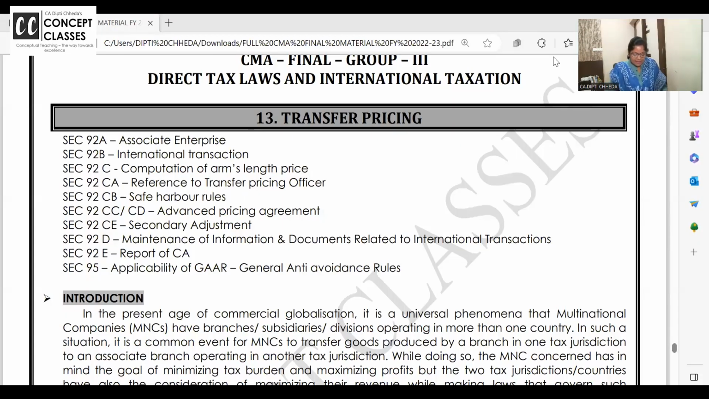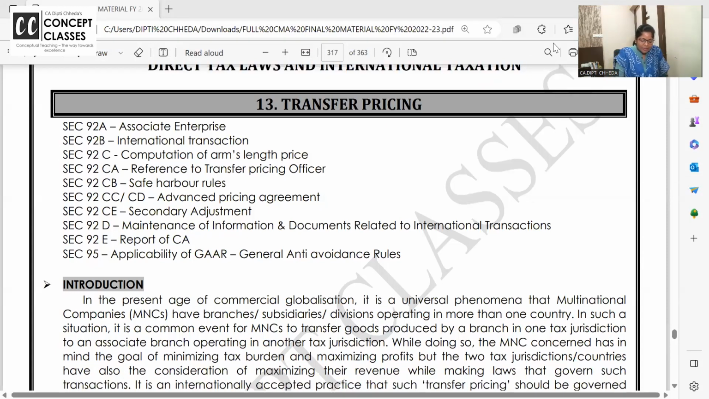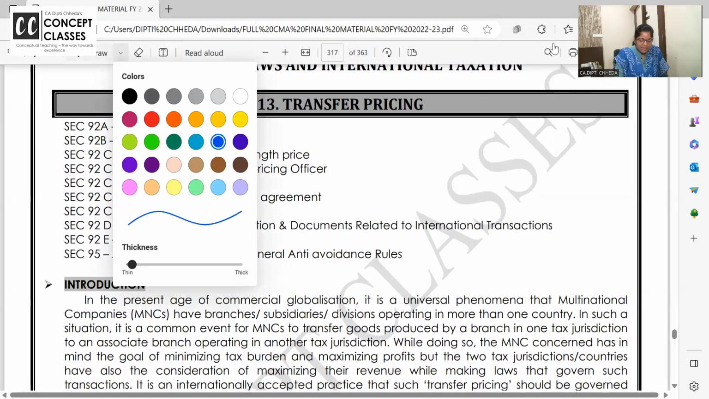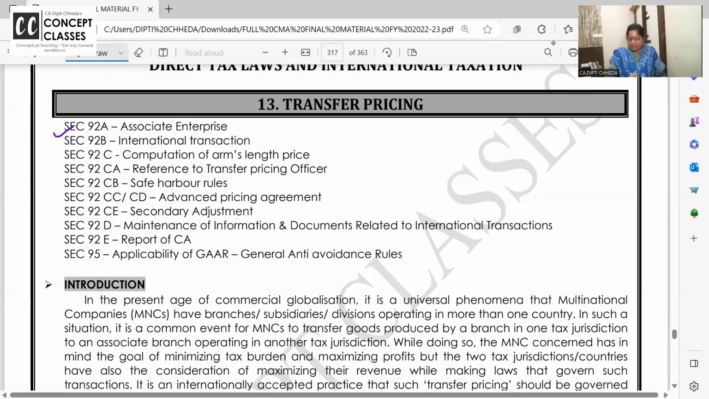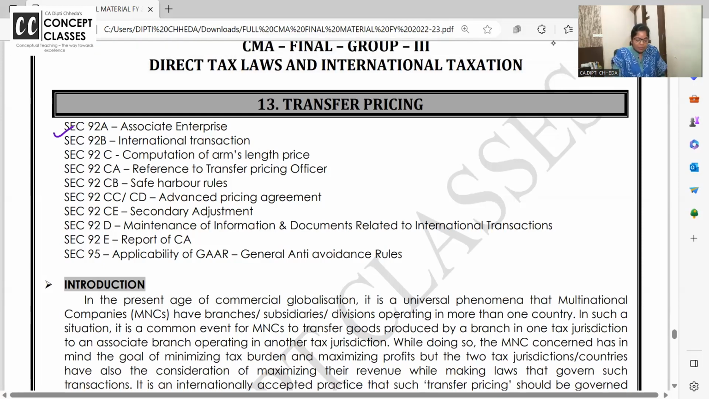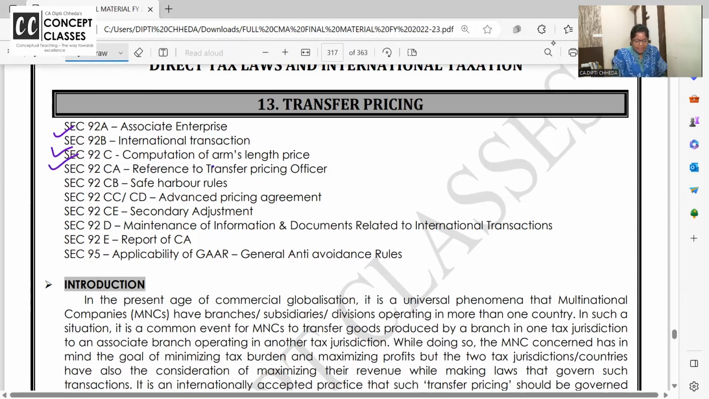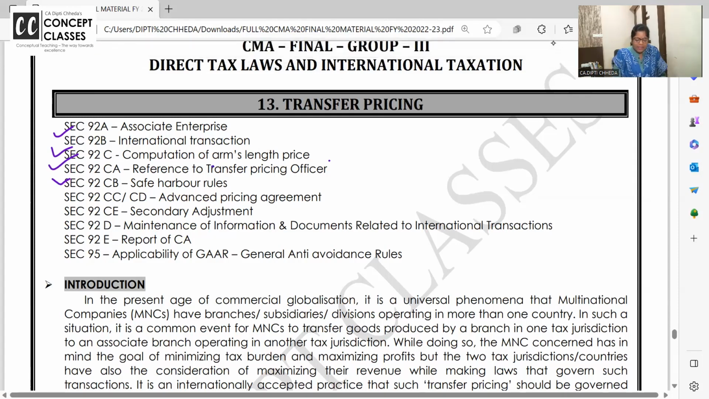Okay, check this. 92A is associate enterprise. What is an associate enterprise? That we will see first. 92B is international transaction between associate enterprises. So, what are the kinds of transactions? 92C is computing arm's length price. Can we refer the case to the TPO, the transfer pricing officer, so that you decide the arm's length price?